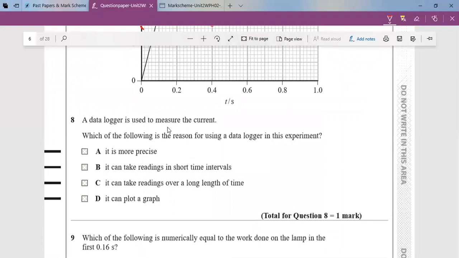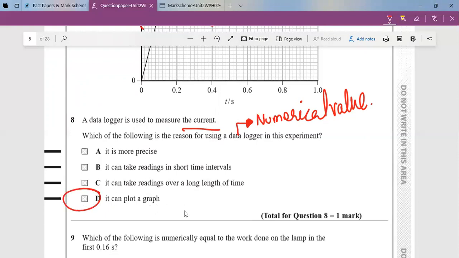A data logger is used to measure the current. Which of the following is the reason for using a data logger in this experiment? A data logger just gives you a numerical value for the quantity. So it measures the current in numbers. Is it more precise? It takes readings in short time intervals. It can take readings over long time intervals. It can plot a graph. That should be the answer, because a data logger will give you numerical values.